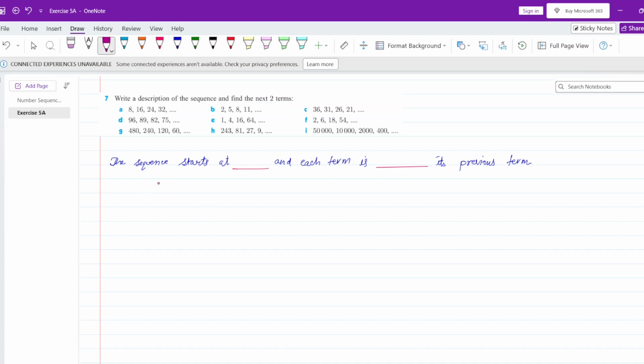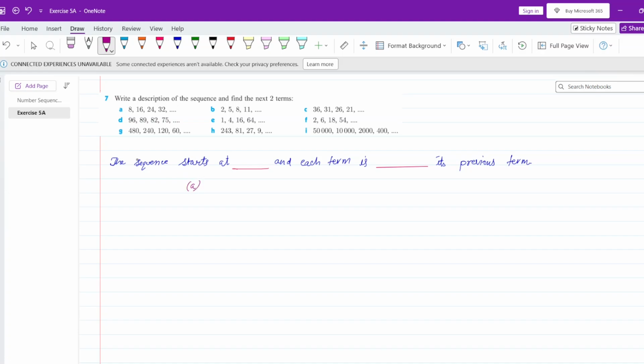So the general statement is the sequence starts at somewhere and each term is something to its previous term. Now for each question we need to fill these two blanks and that is going to be our answer.